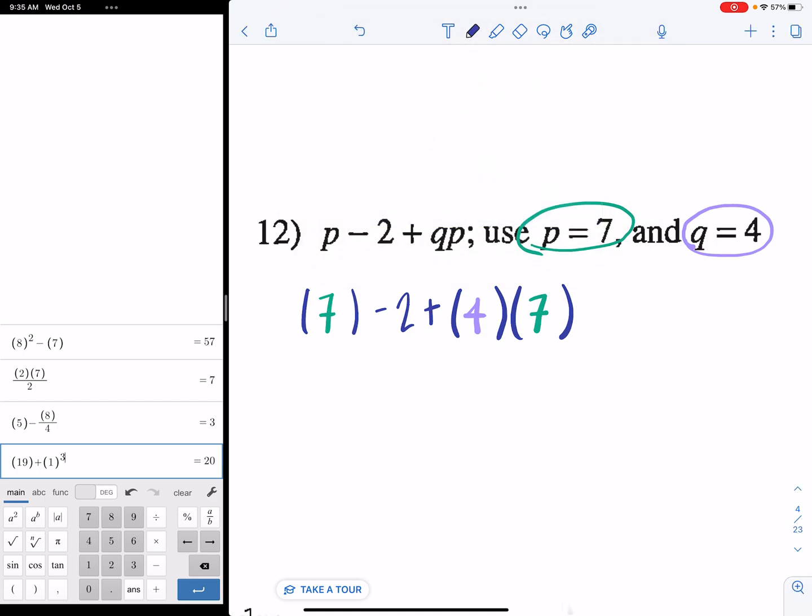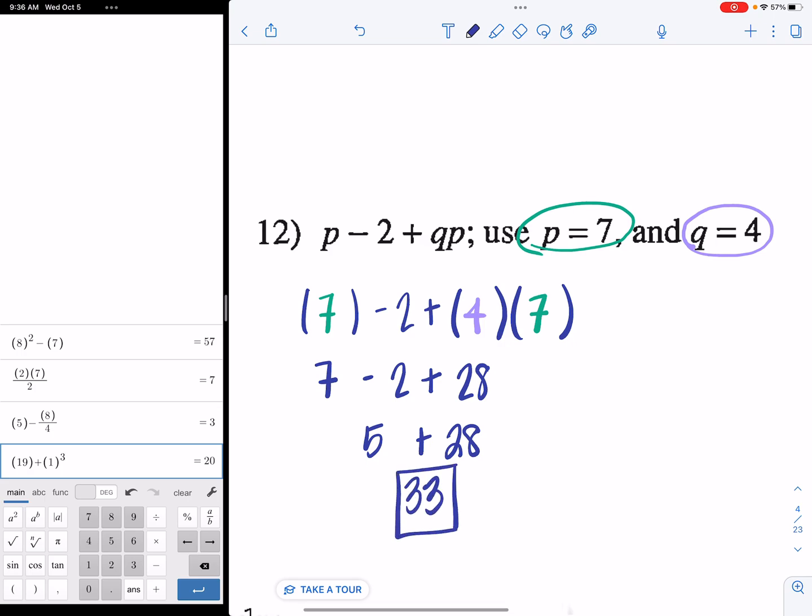I don't know how much you remember about order of operations, but if you're doing this one by hand, we can bring down the 7. Because the first thing after parentheses and exponents, we multiply and divide from left to right. So my next line would be a 28. Then I add and subtract in the order I come to them. So I know 7 minus 2 is 5. 5 plus 28 is 33. If you want to plug it into Desmos, by all means, feel free to do that.